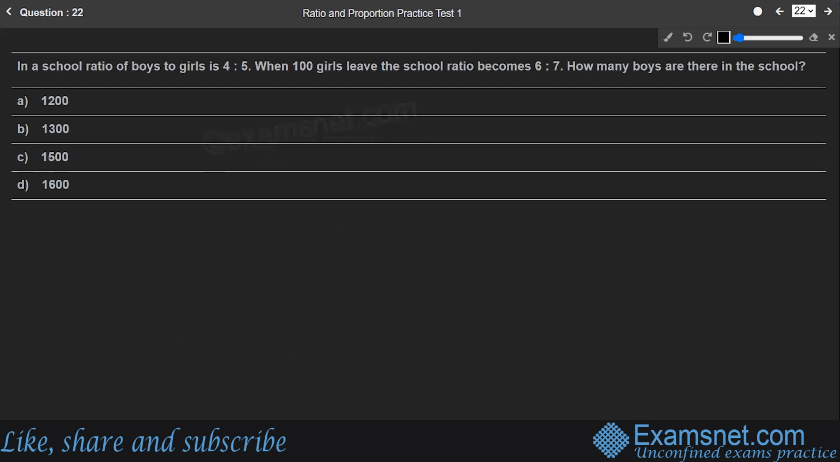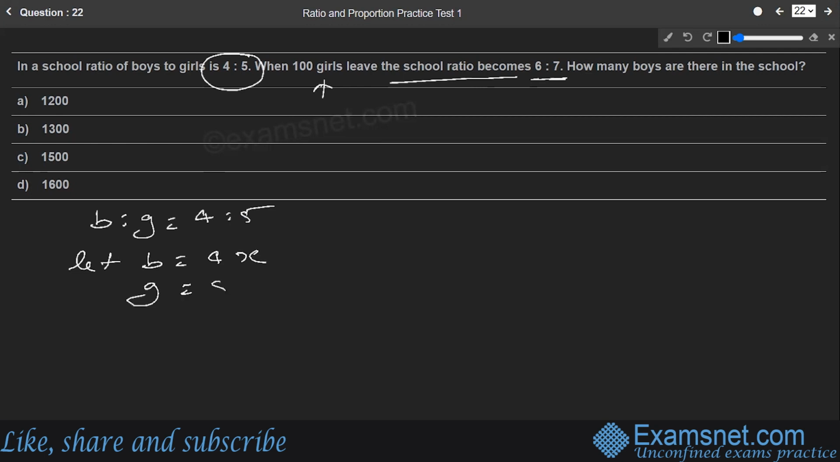In a school, the ratio of the boys to girls is 4 is to 5. When 100 girls leave the school, the ratio becomes 6 to 7. So whenever we are supposed to add or subtract some number to any of the individual ratio terms, we always convert the ratio into the real numbers first. They say the boys to girls ratio is 4 is to 5. So let us say the number of boys is 4x and the number of girls is 5x. So these are the real numbers now.